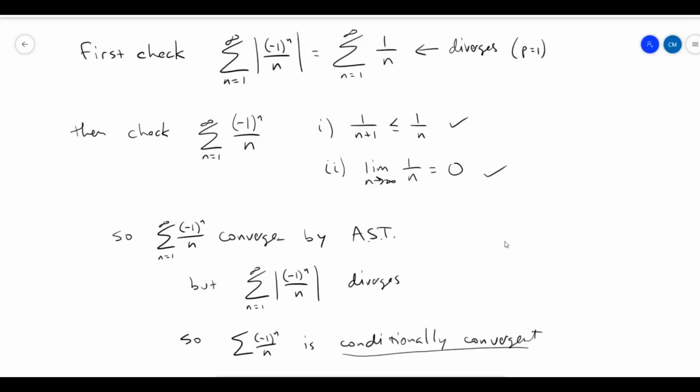And now, why do we even care about this? Why do we care if a series is conditionally convergent versus absolutely convergent? What's the big deal anyway?